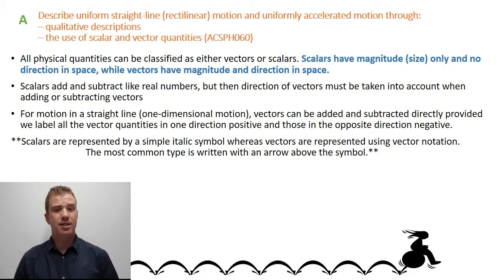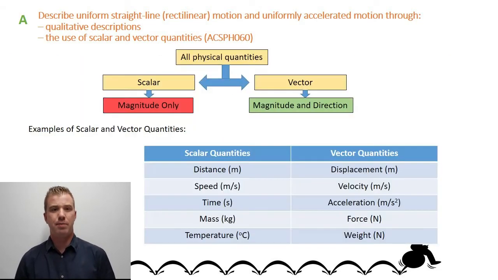Okay, so some other ways that we can describe uniform and non-uniform motion is looking at scalars and vectors, and this helps us with all physical quantities. So scalars have magnitude, so a size only, so distance is just meters, while vectors have magnitude plus direction, so displacement will be meters with bearing direction or a northeast, southwest. Okay, so if we're adding and subtracting like real numbers, then we're dealing with scalars. If we're looking at vectors, then you need to take into account the direction that they're going in.